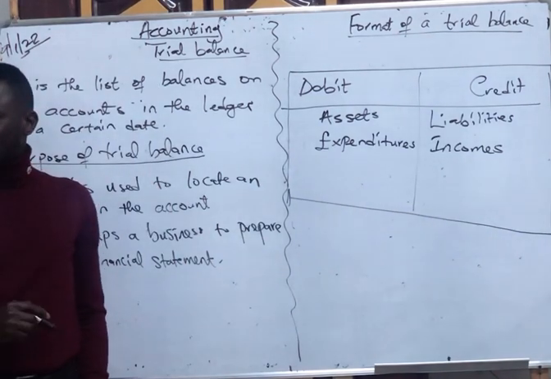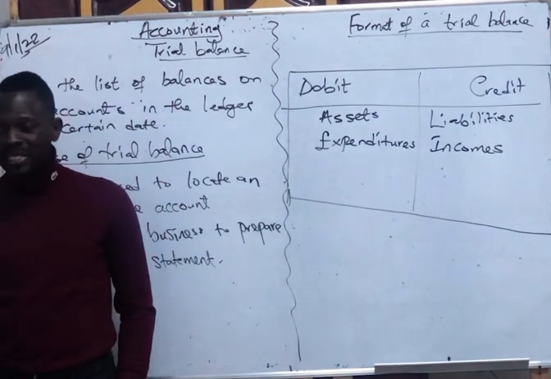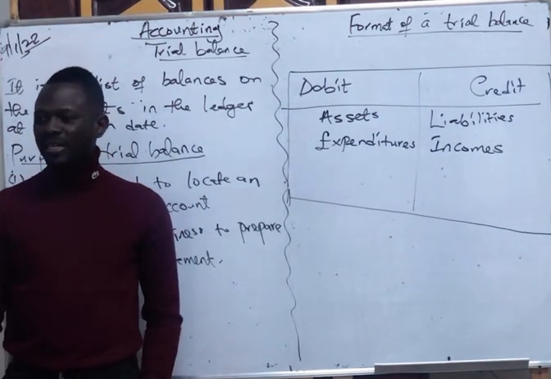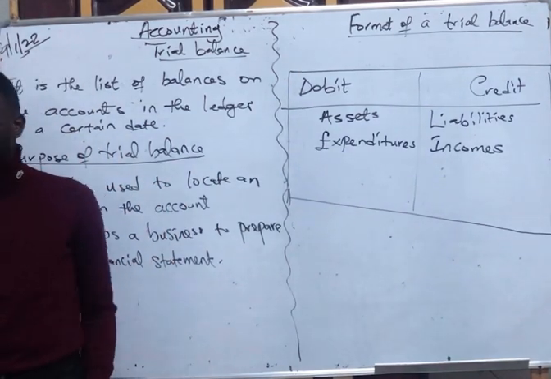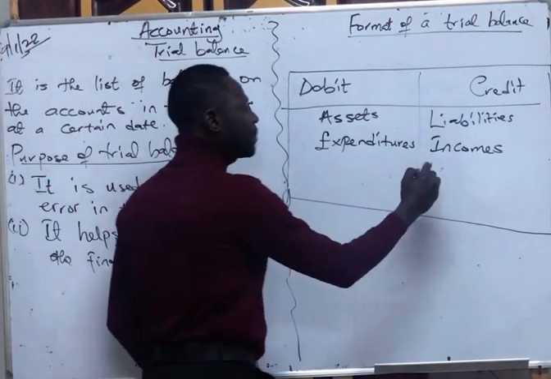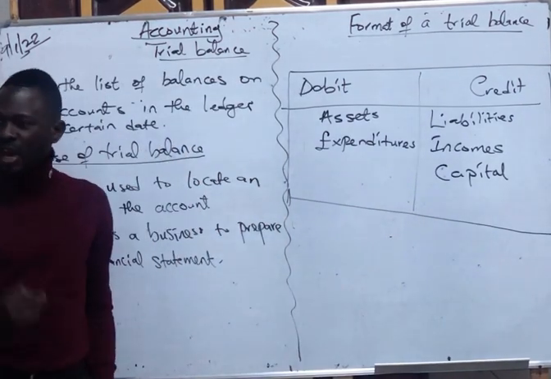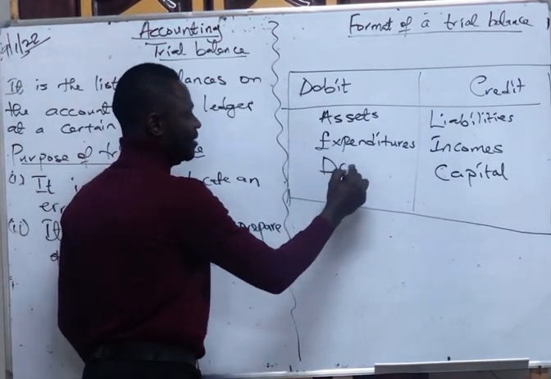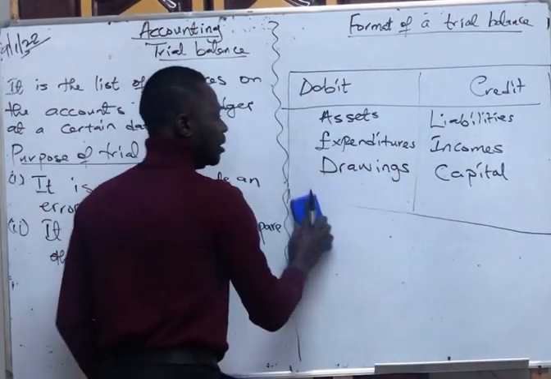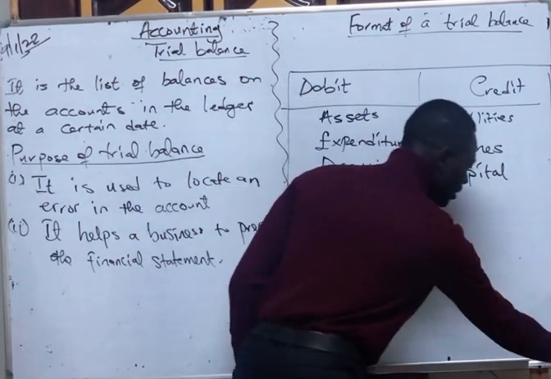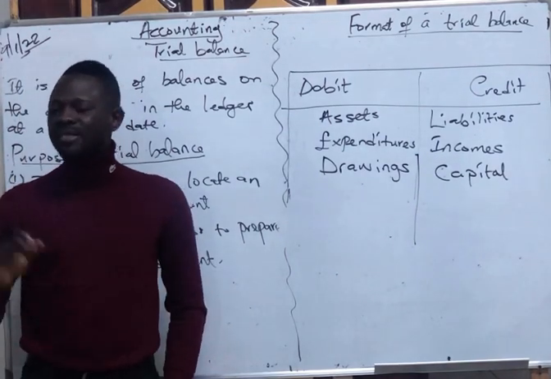Then we have capital. Capital is what? The money that belongs to the owner of the business, but the business is owing the owner. The money that the business is about to pay to the owner of the business. That's capital, right? Yes. So capital is always on the credit side of the trial balance. So drawings will be where? Debit side. Are you getting it, guys? Okay. So this will make it easier for you to prepare your trial balance. Because the trial balance has a debit side and a credit side.